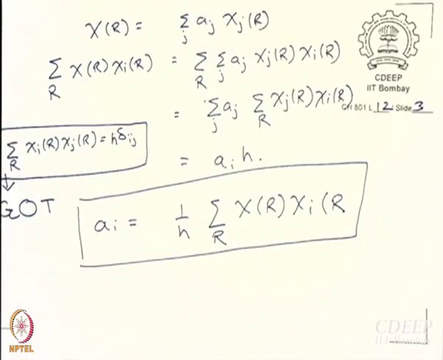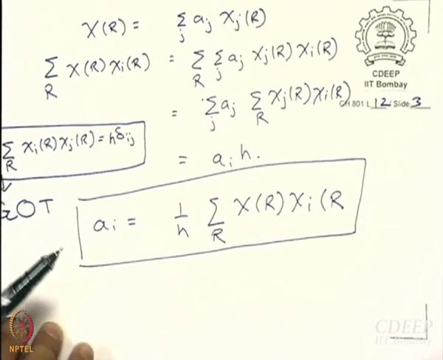Then what do you do? You have these 4 chi's, right? 2, 0, 2, 0. You take each, multiply it by the character that you have for whichever irreducible representation you are dealing with, right? And sum over all r's. All right. So let us see.